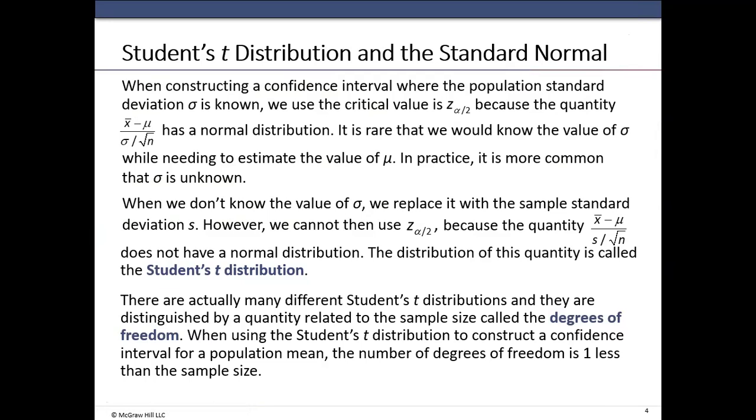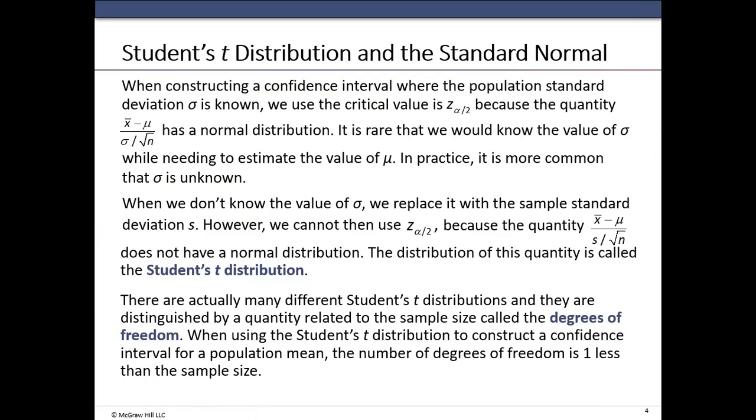When we don't know the value of sigma, the population standard deviation, we replace it with the sample standard deviation S. However, we cannot then use z alpha by 2, because the quantity x bar minus mu divided by S divided by square root of n does not have a bell-shaped distribution. So we have replaced the population standard deviation in the denominator by the sample standard deviation. The distribution of this quantity is called the student's T distribution. And it's not a complete normal distribution, that is, not a complete bell-shaped distribution.